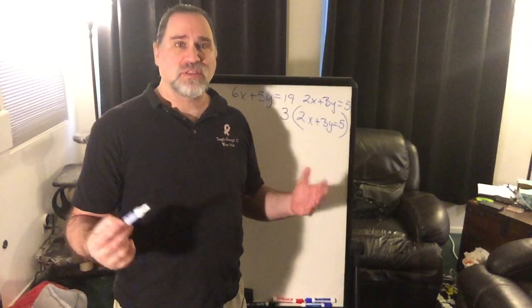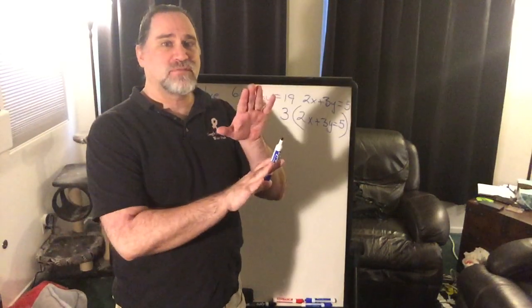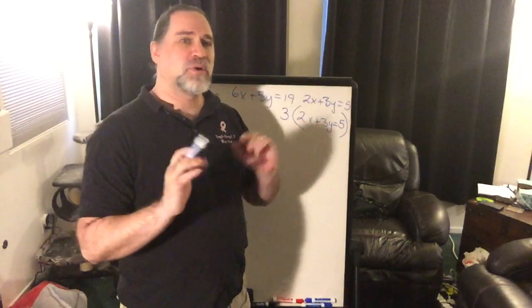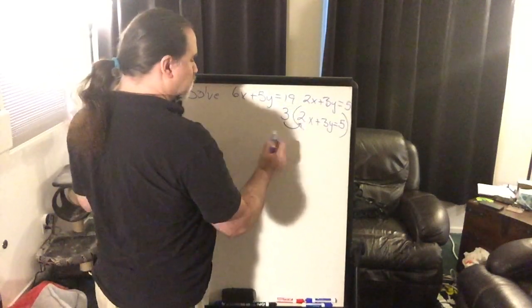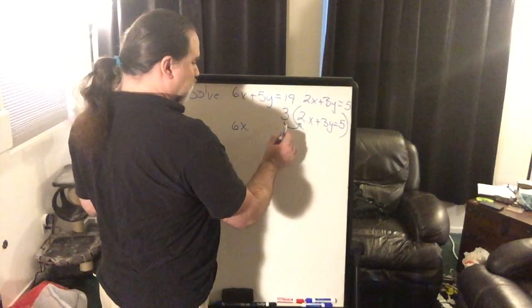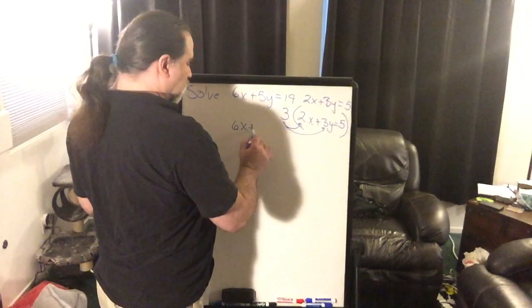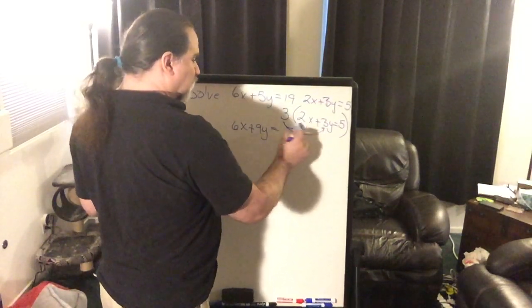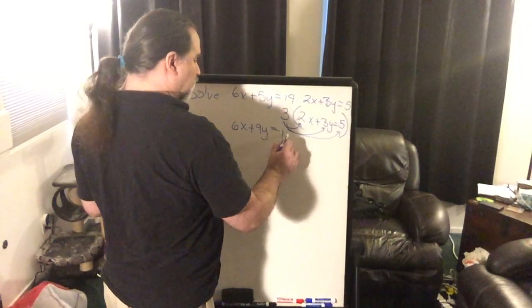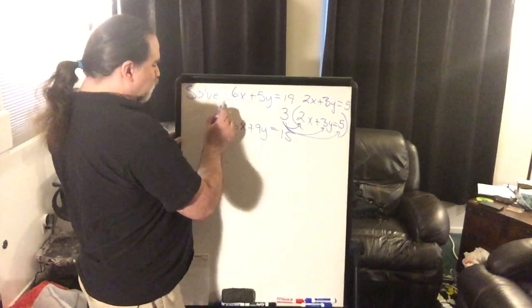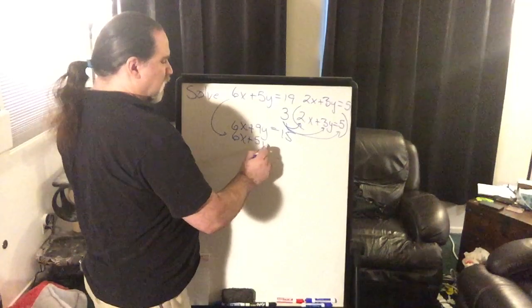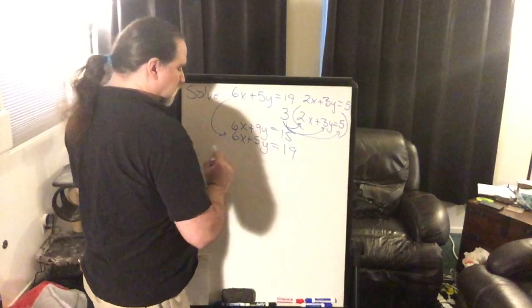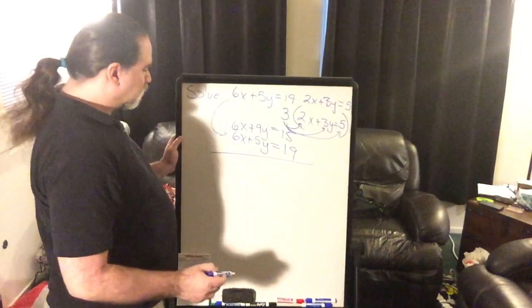So essentially the only thing that has changed is instead of having a fraction being top and bottom, now I'm going left and right. So I'm going to multiply 3 times 2, it's going to get me 6x. 3 times 3 is going to get me 9y, and 3 times 5 is going to get me 15. And now I can bring this equation down here, 6x plus 5y equals 19. And now, look at what I have.